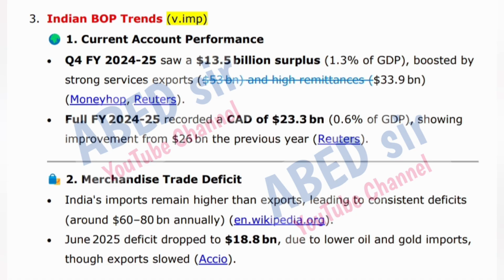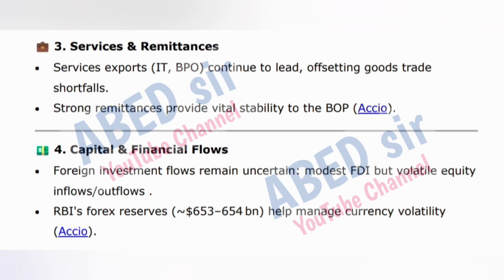2. Merchandise trade deficit. India's imports remain higher than exports, leading to consistent deficits, around $60-80 billion annually. June 2025 deficit dropped to $18.8 billion due to lower oil and gold imports, though exports slowed. 3. Services and remittances. Services exports, IT, BPO, continue to lead, offsetting goods trade shortfalls. Strong remittances provide vital stability to the BOP. 4. Capital and financial flows.